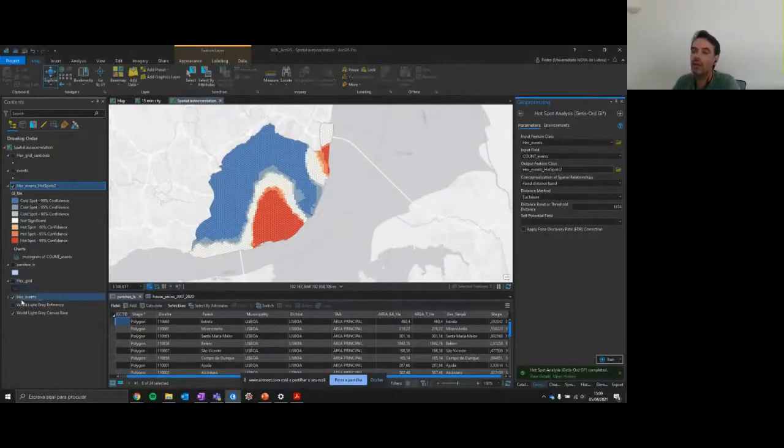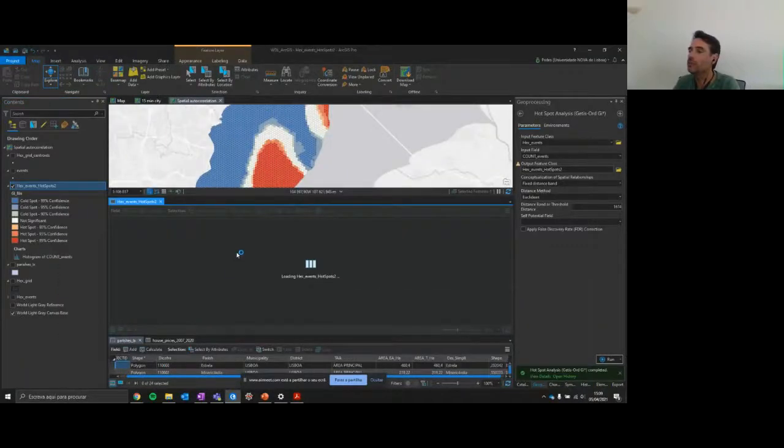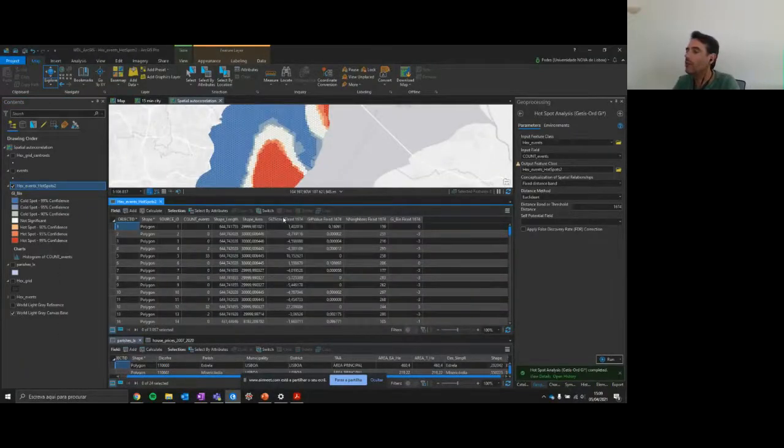And you can see here the hotspots and cold spots regarding the events in the city of Lisbon, depending on the degree of confidence, depending on the significance of the variable in each one of these areas. I will show you the attribute table of this. You will have a z-score.